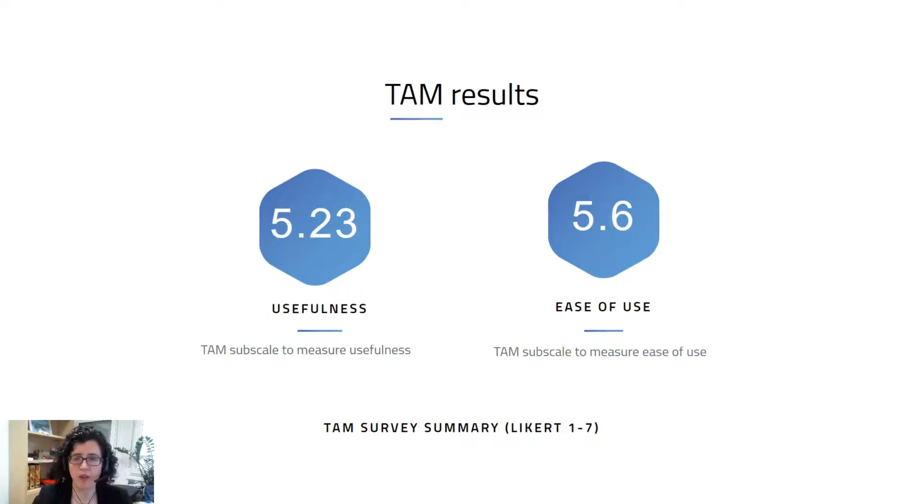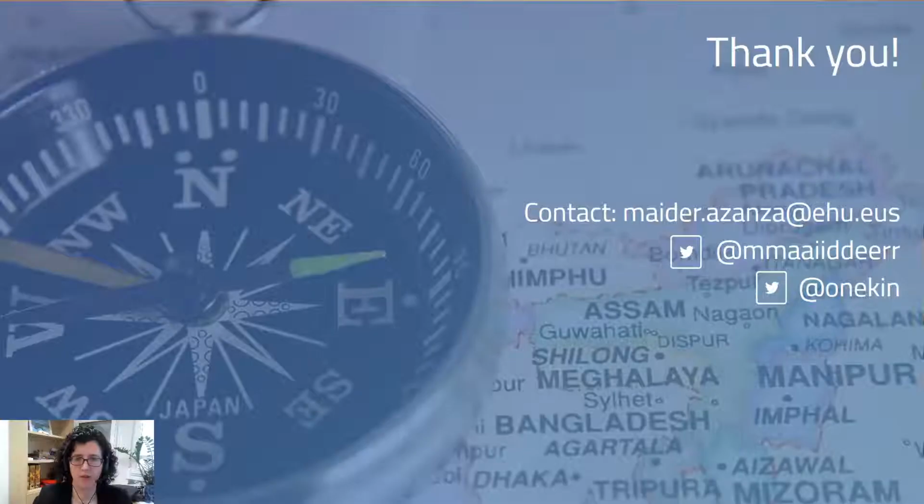As a quick overview of the evaluation results, on a 1 to 7 scale, participants ranked the usefulness of the software product line concept maps with 5.23 on average, and the ease of use with 5.6 on average.